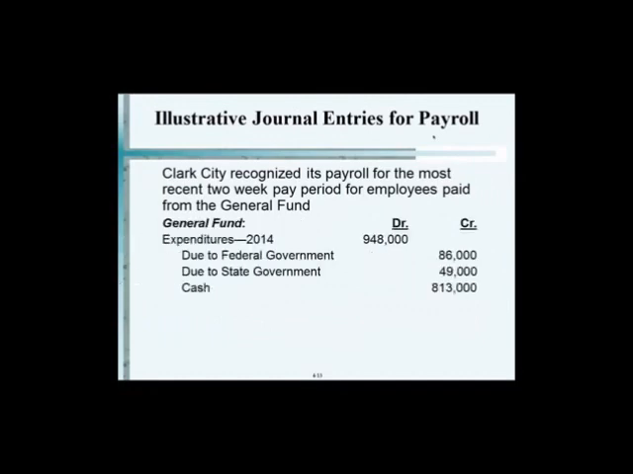Here's a journal entry. All right, tell me, what is this due to federal government all about? What's this due to state government all about? Anyone care to guess? What is it? Payroll tax. Federal government is your federal withholding and FICA. And what state? Your New Jersey state tax holding, right? That's the amount that's due to them. This is a very standard journal entry.